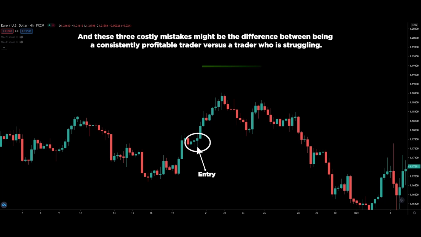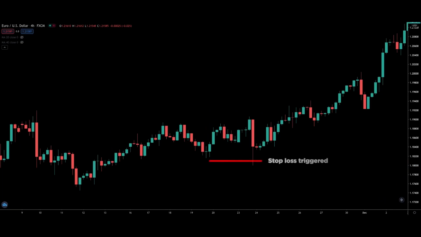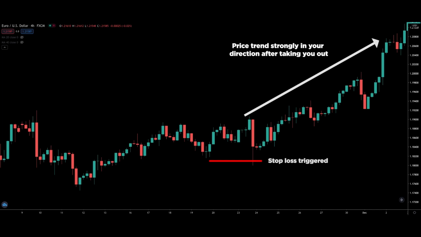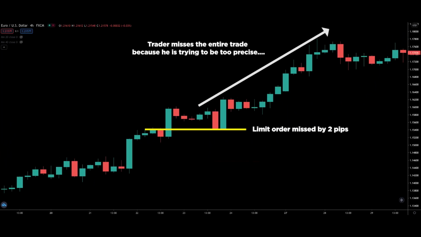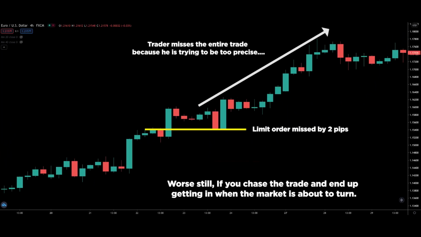Set the wrong take profit target and you see your paper profits vanish. Set the wrong stop loss placement and the market hits your stop loss before going in your predicted direction. Try to nail the perfect entry and you end up missing the trade entirely. Worse still, if you chase the trade and end up getting in when the market is about to turn.